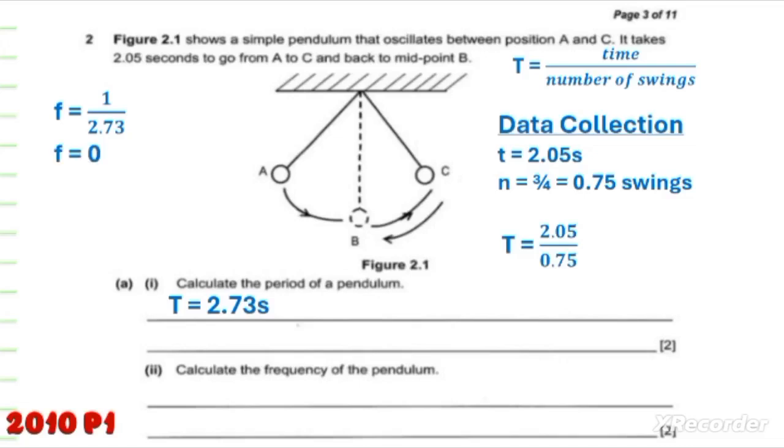So frequency is equal to 1 divided by period, which is 2.73. We are going to get 0.36630. By the way, we have rounded off this number, and our frequency is 0.37 Hz.